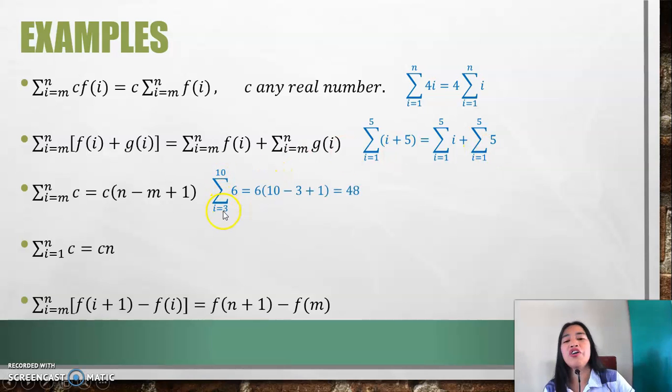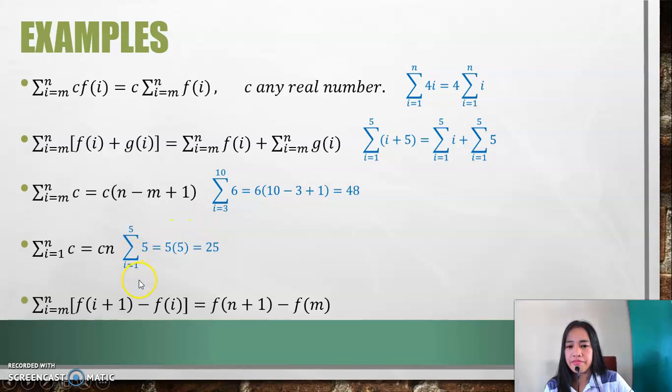Okay, the summation of 6 from i equals 3 to 10. First, we leave the 6. Then we subtract 10 minus 3, and then add 1. So, that's 6 times 8, and that is equal to 48.